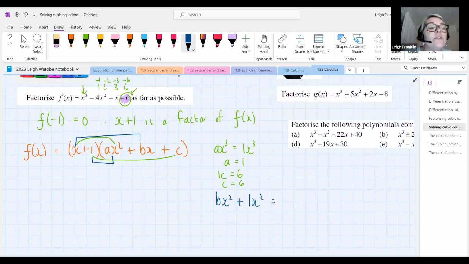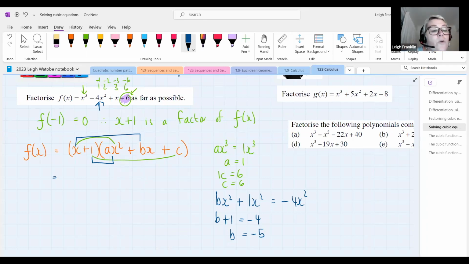And now again, we need to go back and look at the x squared term in our question. It's negative 4x squared. So we're going to make this equal to negative 4x squared. Again, now that we've got our coefficients, we can drop our variables. So b plus 1 is negative 4. That means that b would be equal to negative 5.